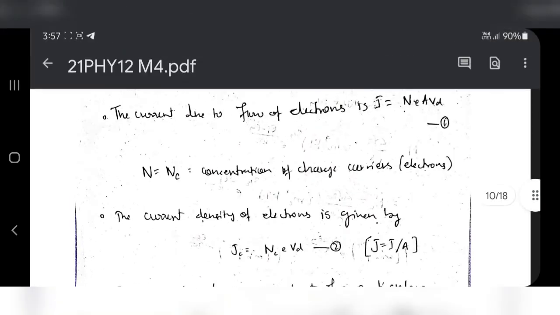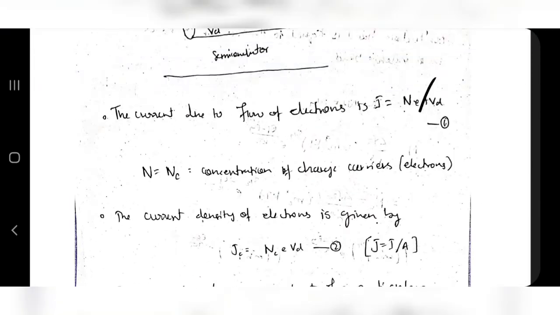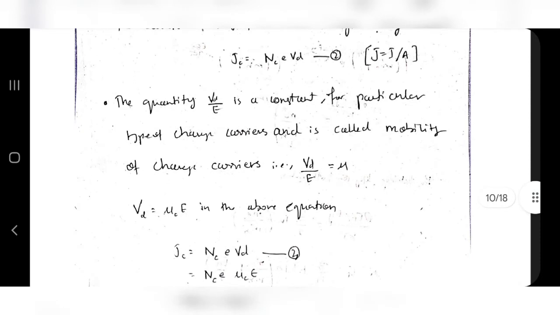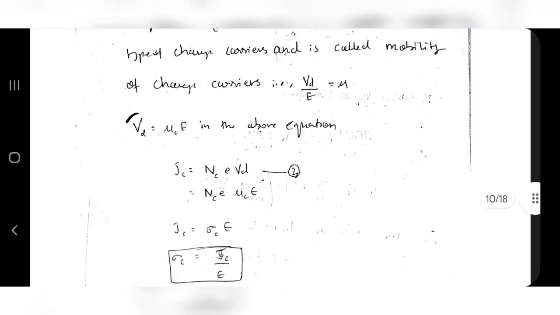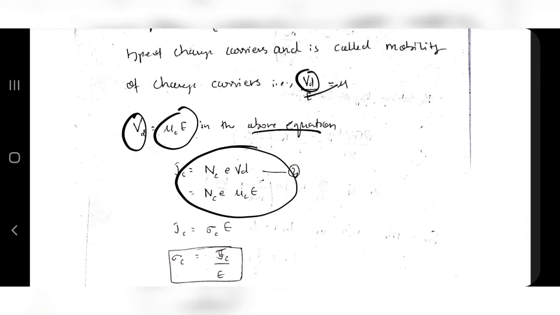So A gets cut from here. Okay, A gets cut from here. Then the quantity Vd by E is a constant for a particular type of charge carriers, and it's called the mobility of the charges. Vd by E is nothing but the mobility of the charges, and Vd is equal to Uc into E in the above equation. If we just cross multiply it and apply it in the above equation, what we get is this one.